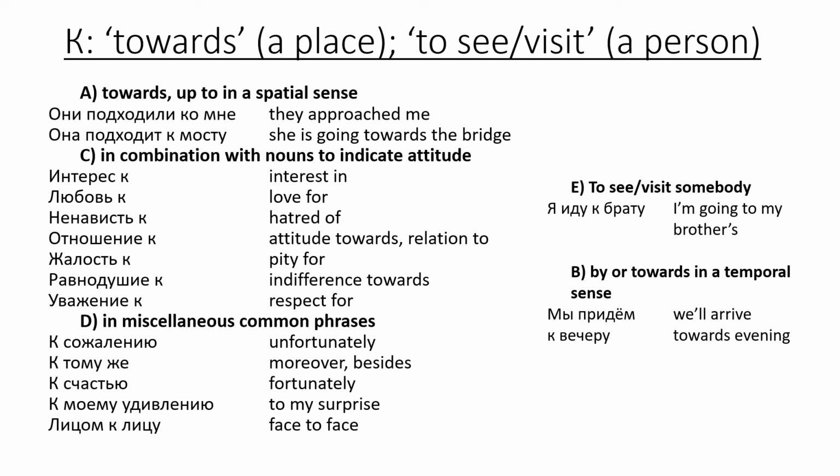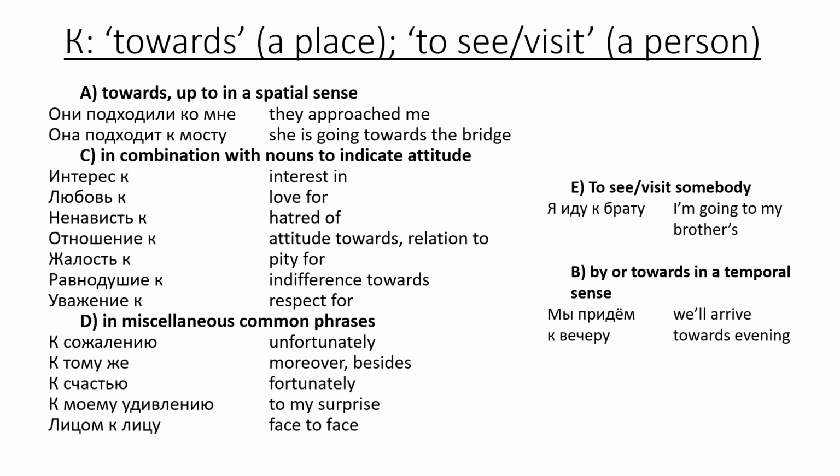Here we have a list of the primary uses of k, which is always followed by nouns in the dative case. The principal use of the preposition k is to express the idea of approaching, of going towards something or someone. For example, Они подходили ко мне. They approached me. Она подходит к мосту. She is going towards the bridge.